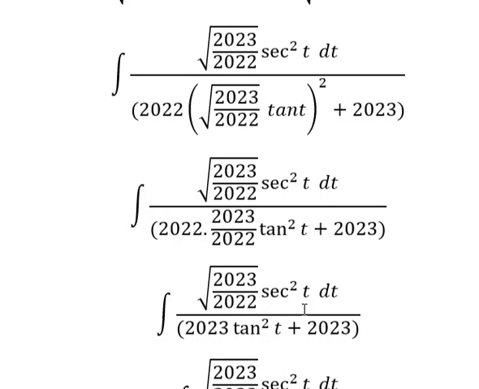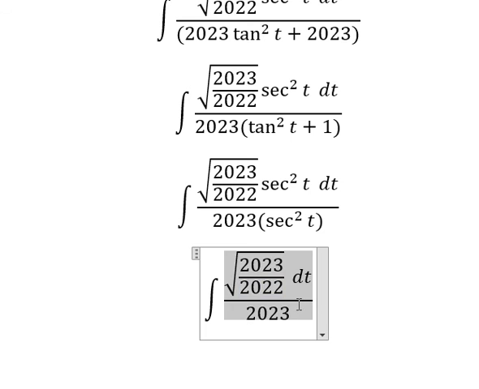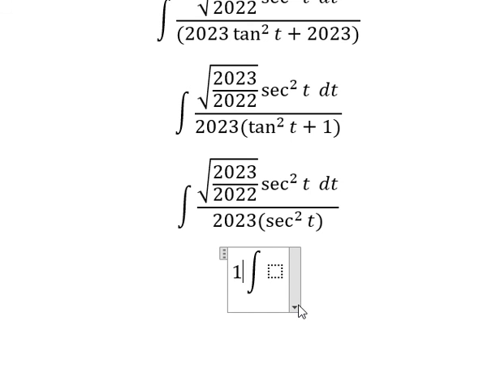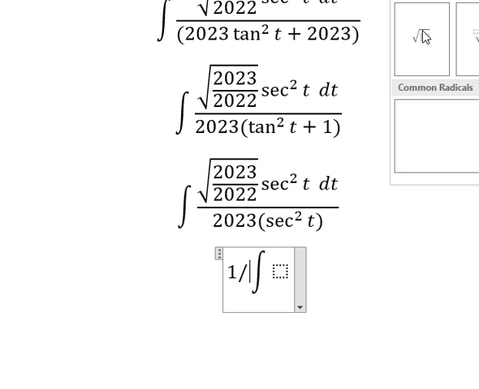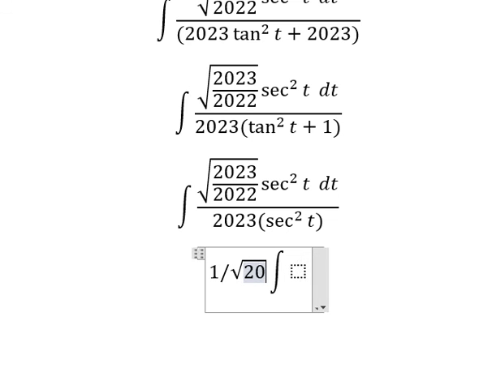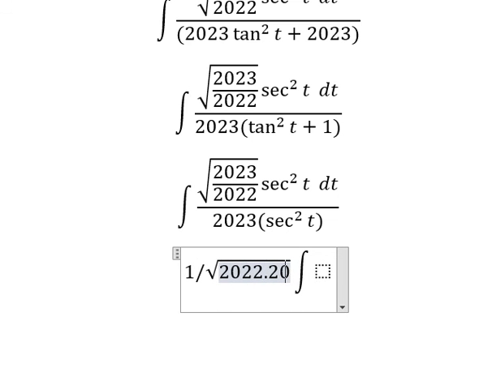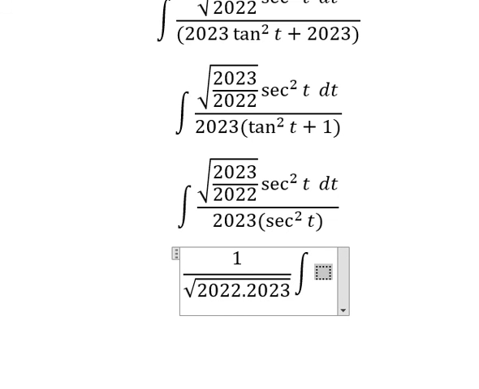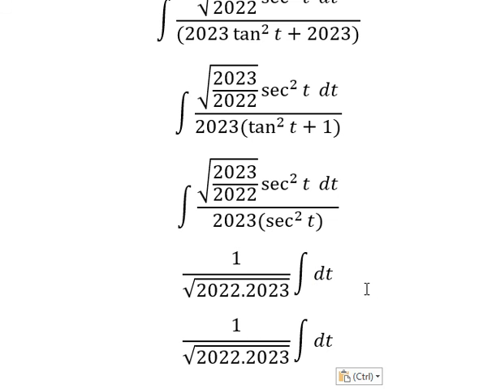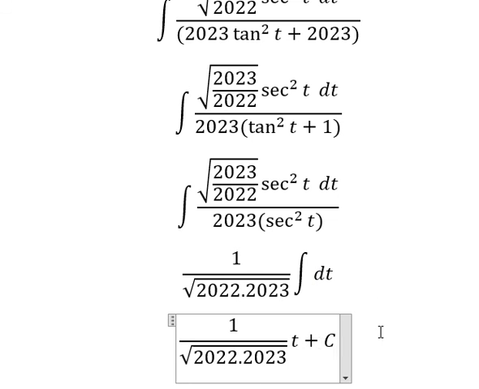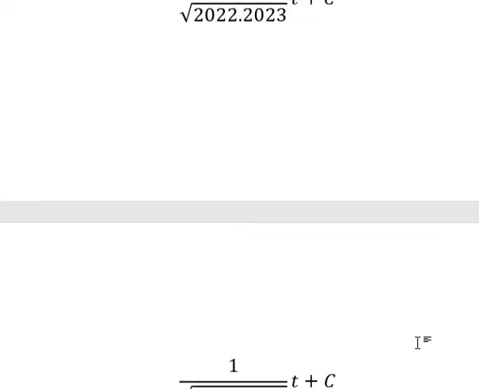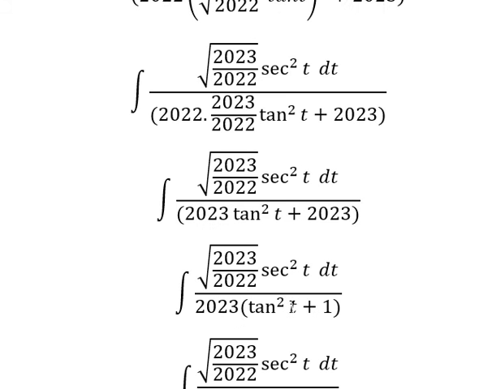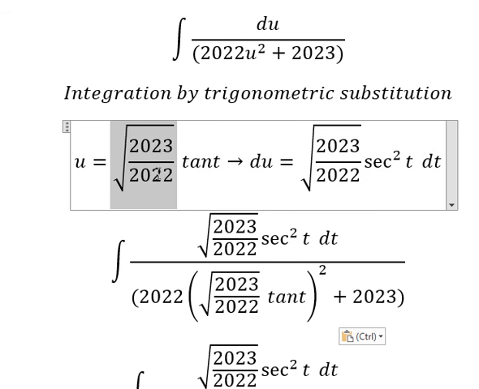So we will have 1 over the square root of 2022 multiplied by 2023, and we have dt. The integration of this one we have t. About t, that is this one.